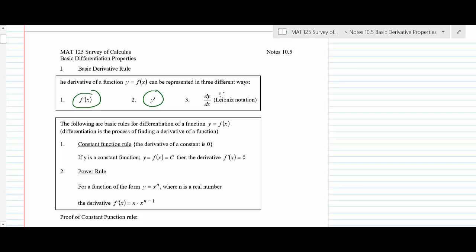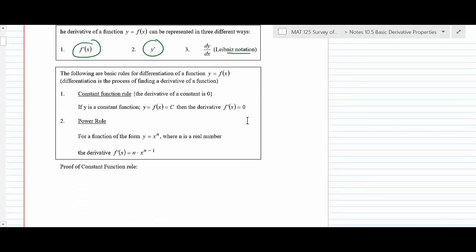The other type that we're going to use a lot is what we call Leibniz notation. Gottfried Leibniz is one of the co-developers of calculus, along with Isaac Newton in the late 1600s and 1700s. And we say dy over dx. The d stands for derivative of y with respect to the variable x. And we'll talk about what that means a little bit.